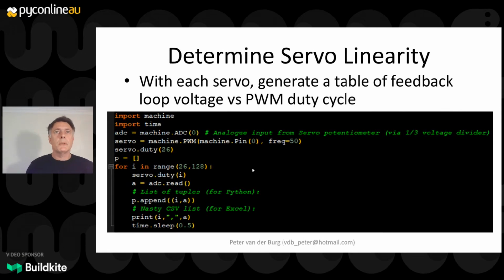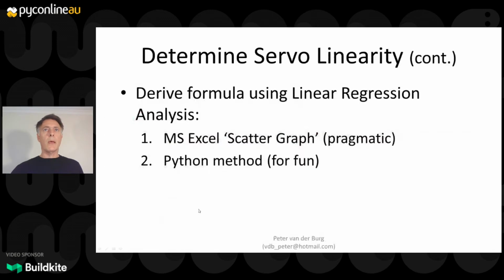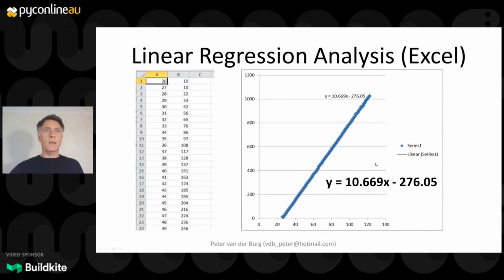So to determine the linearity of these devices, I created a small bit of code, very simple. I've got the range of the duty cycle, and I just read the voltage, and I put it into a list or also a CSV. And with that, I do a linear regression analysis. Now, Microsoft Excel conveniently gives that in the form of a scatter graph, which is the pragmatic approach that I took. And I did subsequently find a Python way of doing it, which I'll show you. But the pragmatic approach gave me this.